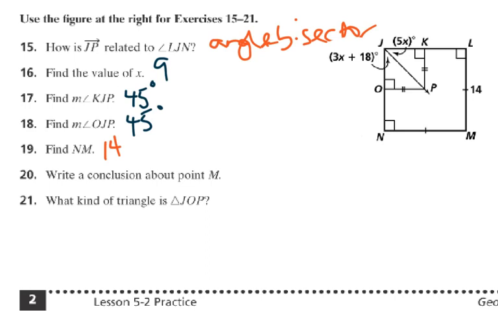And then 21 says, what type of triangle is JOP? Which is right here, and that would have to be a right angle. Well, right triangle.